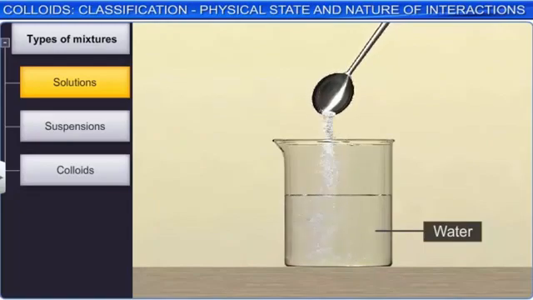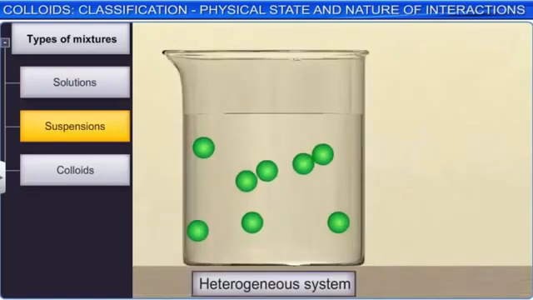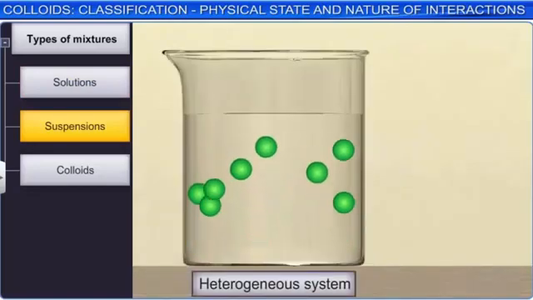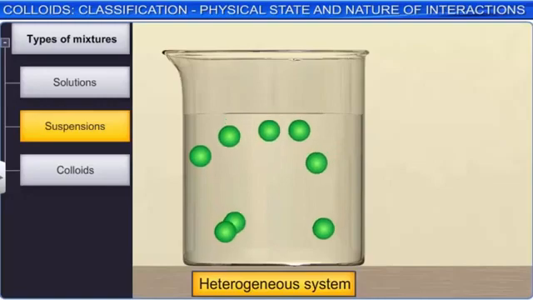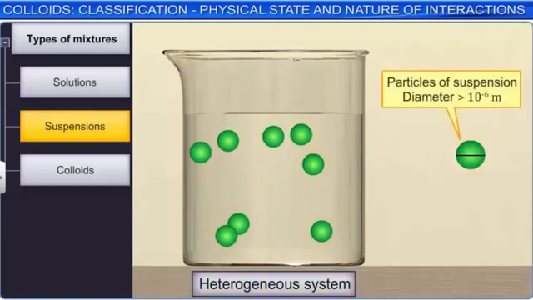On the other hand, a suspension is a heterogeneous system. The particle size in a suspension is more than 10 to the power minus 6 meters. These particles can be seen with the naked eye. Sand in water is an example of a suspension.